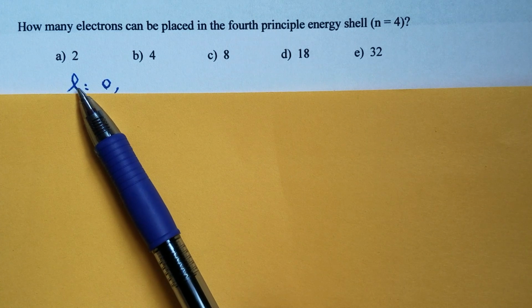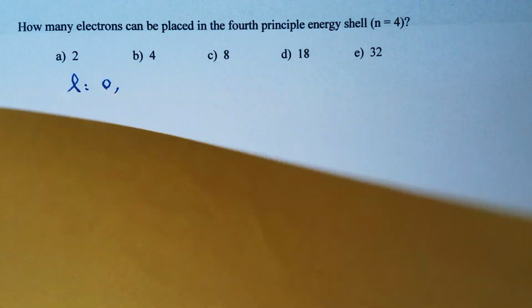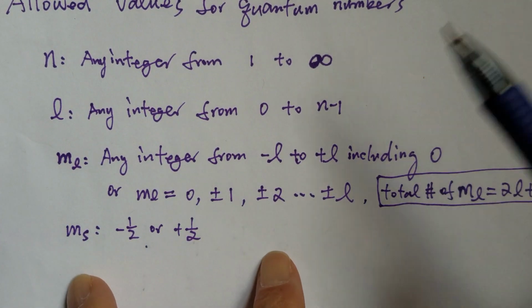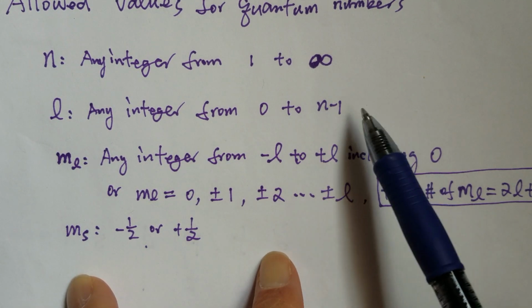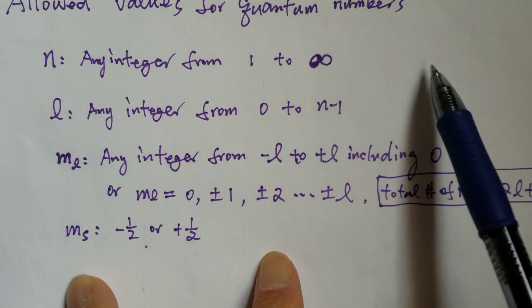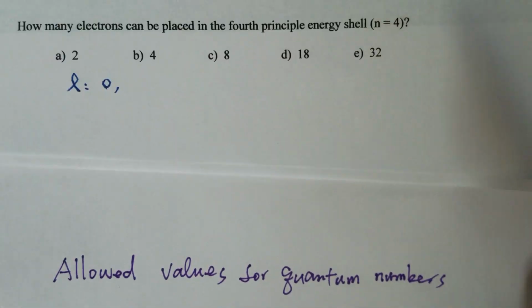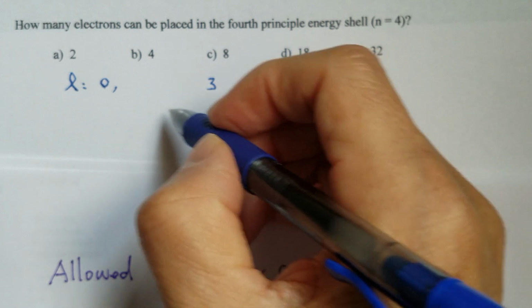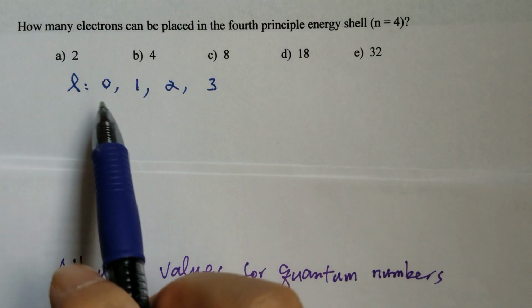angular momentum quantum number. So n equals 4, then L, according to the rules we learned, has to be 0, 1, 2, 3, all the way to n minus 1. So in this question, n equals 4, 4 minus 1, the maximum number should be 3 for L. All right? So then we have 1, 2. Okay, we have 4 subshells.